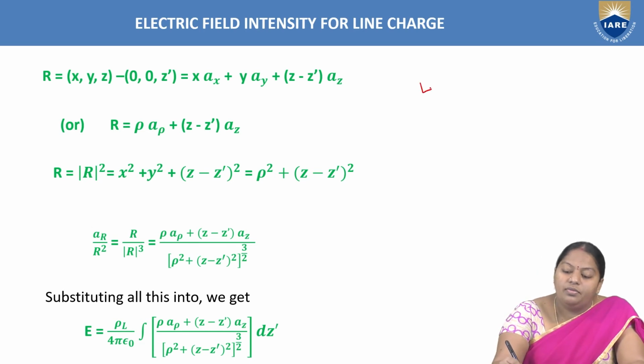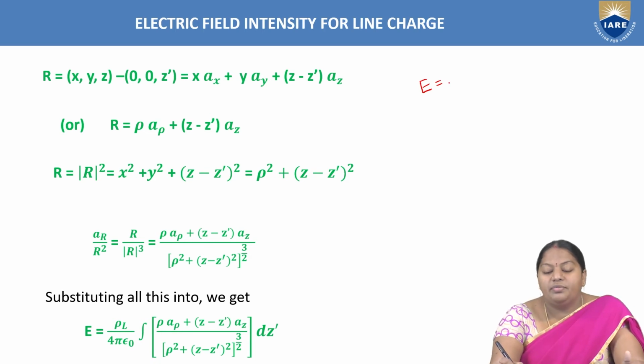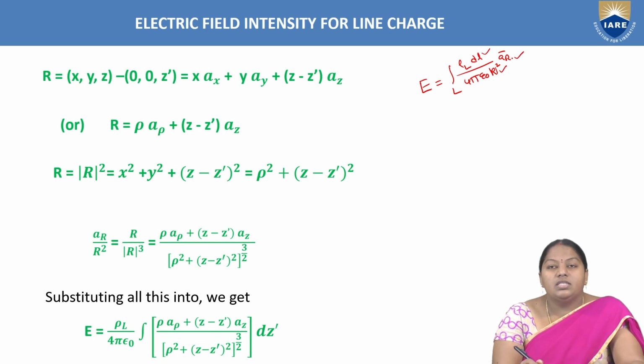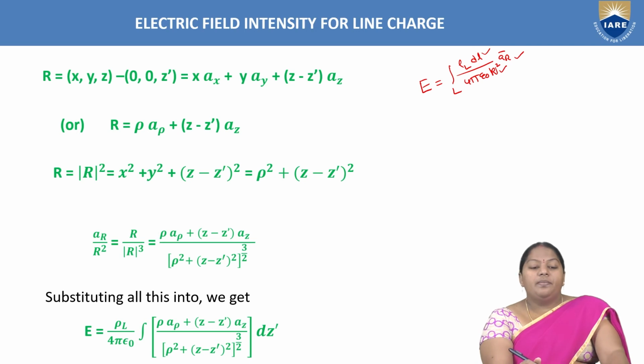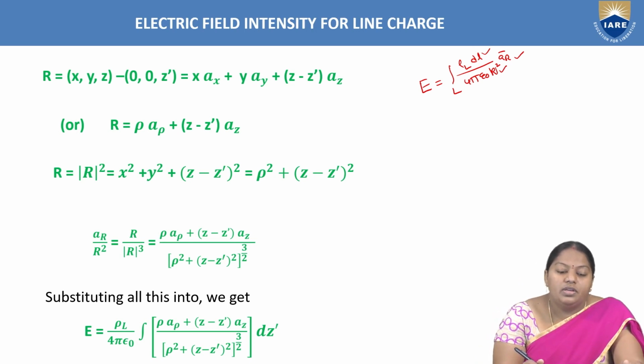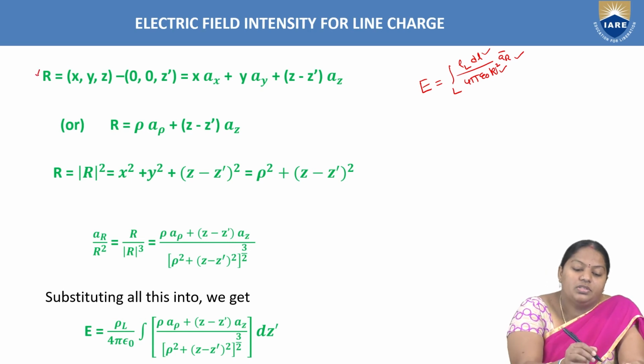Then now we'll find the distance first. Why? Because if you want to substitute all the assumptions which we evaluate from the figure, E equal to integral of rho L dl by 4 pi epsilon naught r square into aR. So to find what rho L is, what dl is, what r is, and what this aR is, we have to consider some of the points from the figure. So here the distance r is found first.